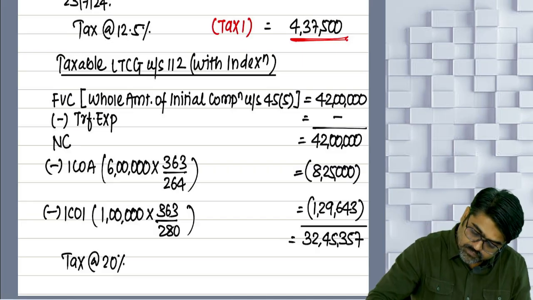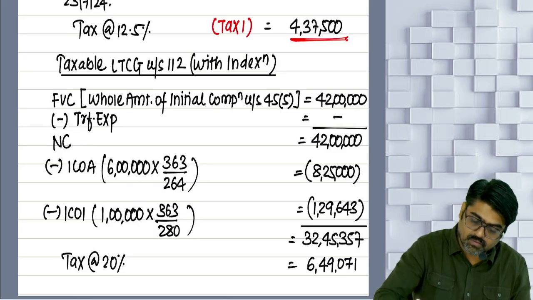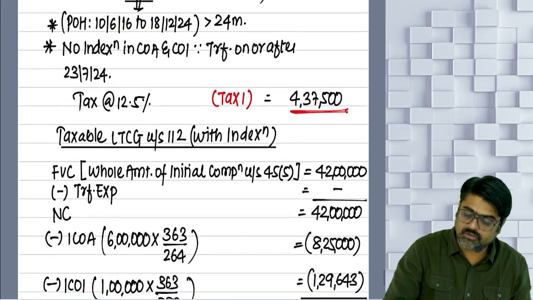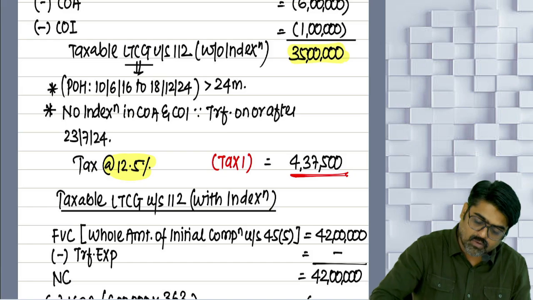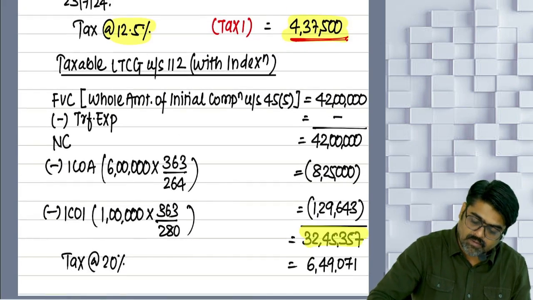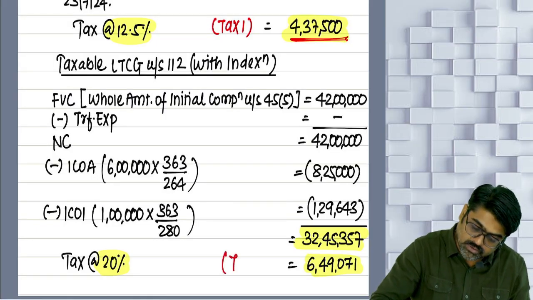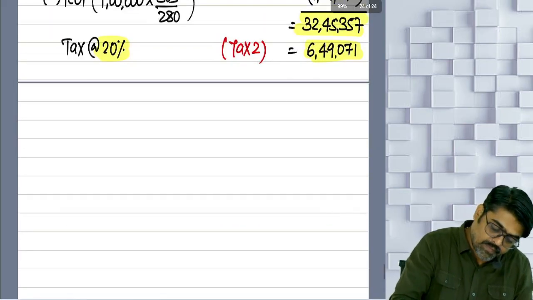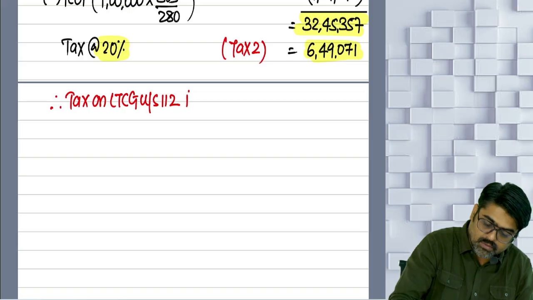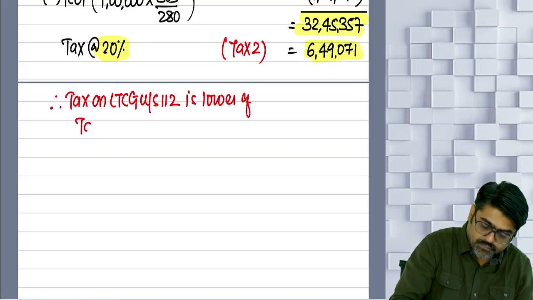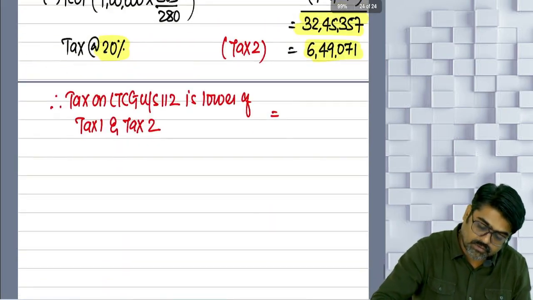How much will be that tax? 6,49,071. Even if your capital gain was less, see, here your capital gain was 35 lakhs. On that, tax at the rate of 12.5% will be this much. Yes or no? And here, even if your capital gain decreased, but since the rate is 20%, the tax is this much. Yes or no? So can I say this is your tax 2? Therefore, tax on LTCG under section 112 is lower of tax 1 and tax 2, which is equal to 4,37,500.